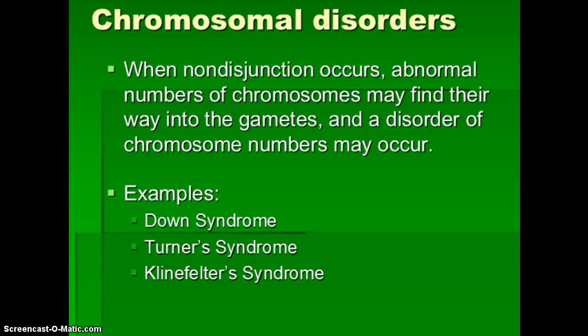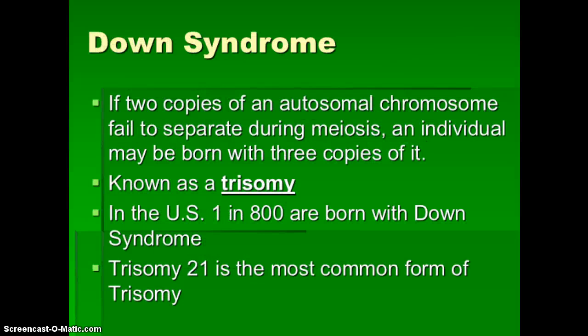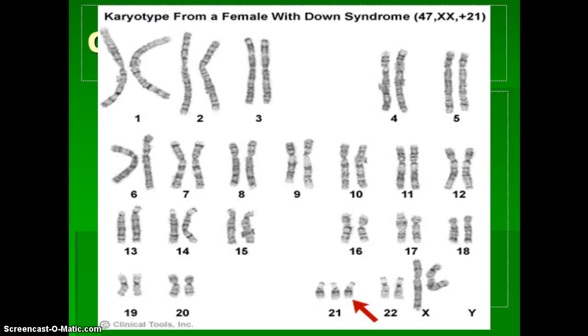disorders. Three that we'll look at that are in your book are Down syndrome, Turner syndrome, and Klinefelter's syndrome. Down syndrome is when you have 2 copies of an autosomal chromosome that fail to separate, so they have 3. It's also called a trisomy. In the United States, 1 in 800 are born with Down syndrome. Trisomy 21 is the most common form. There are other forms in there. But if we look again at our karyotypes, our images of our chromosomes, we can see here that we end up with 3 for the 21.